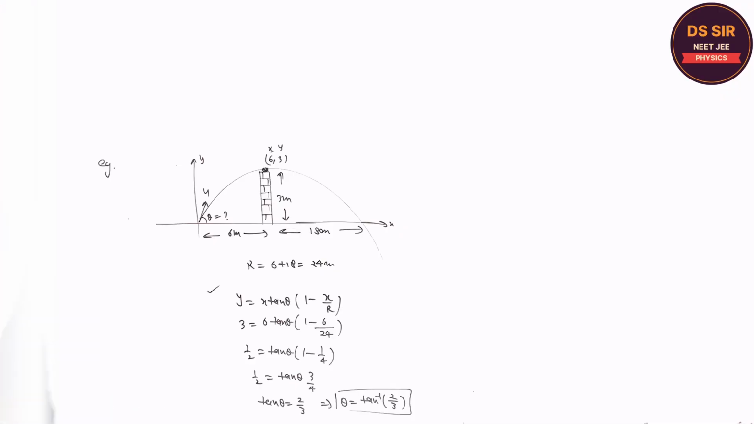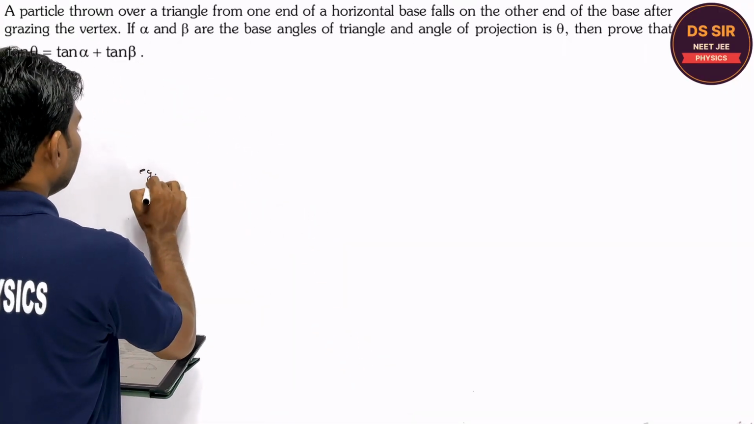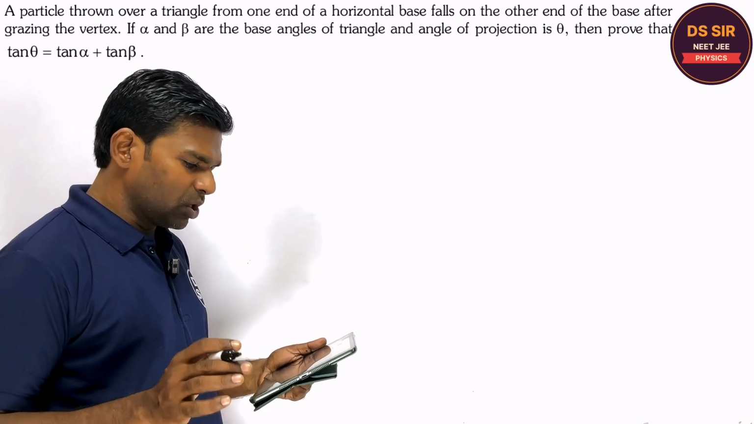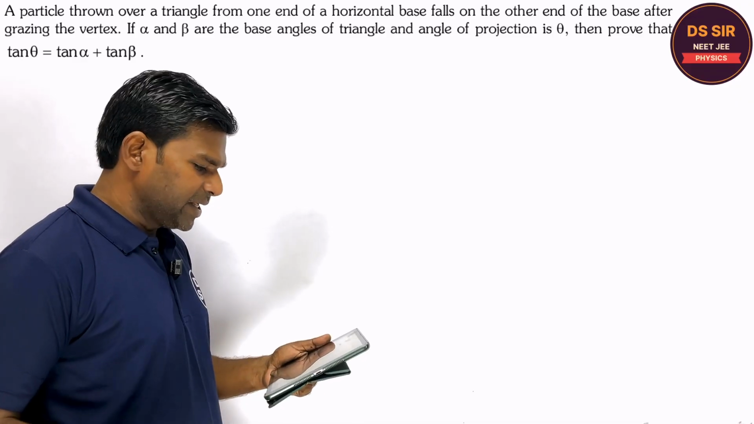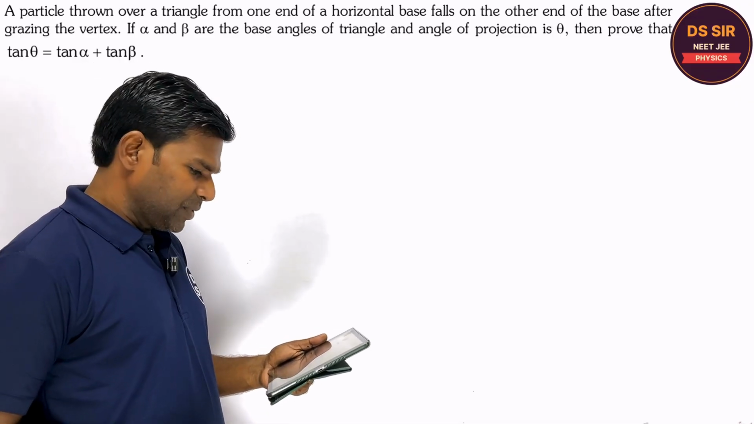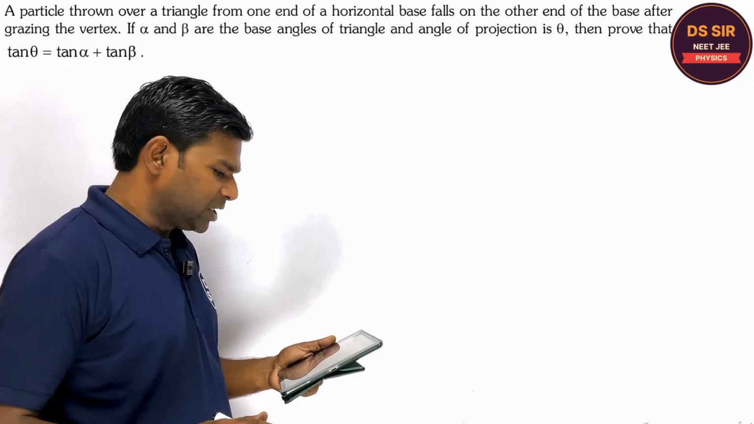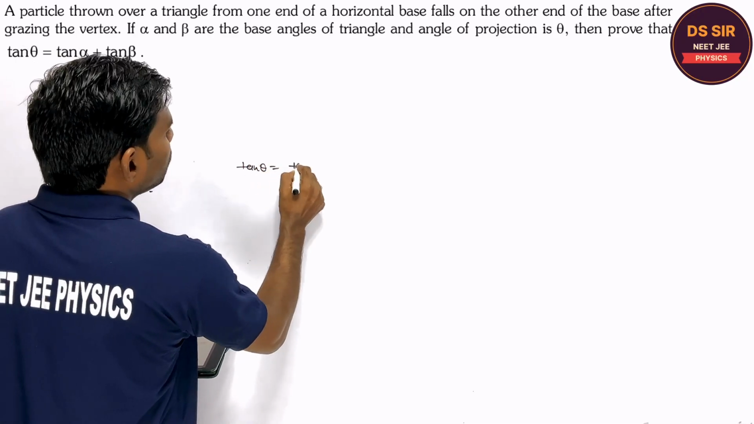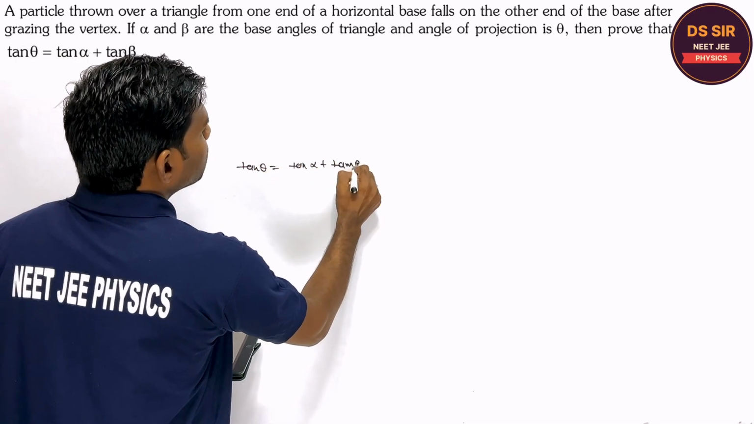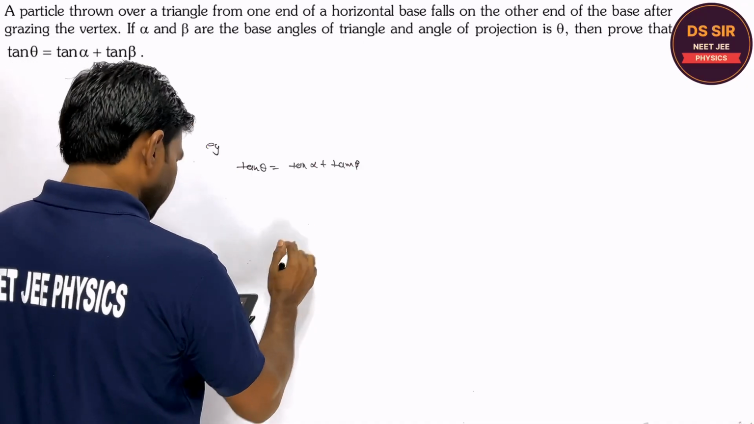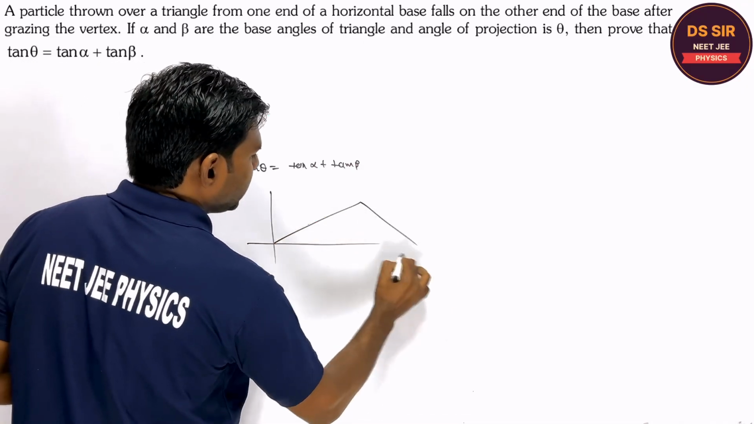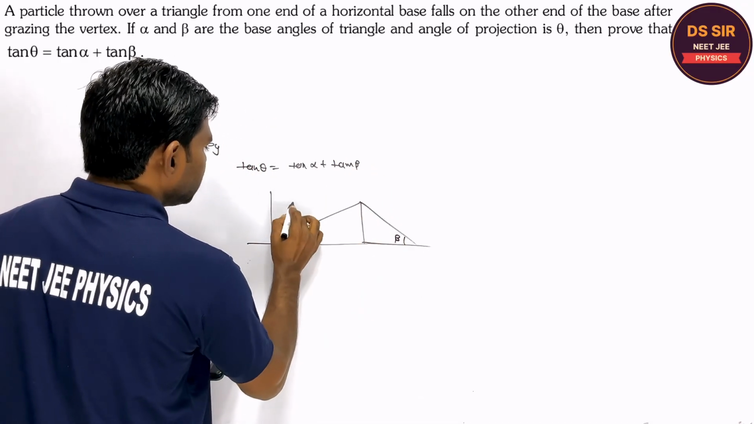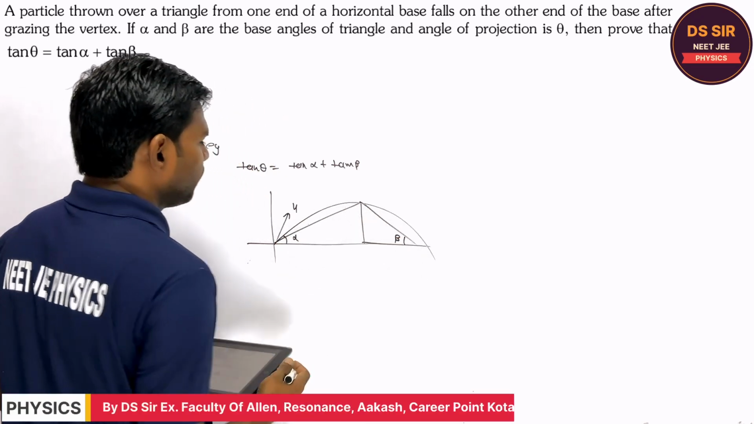All right, copy this. So this is the next example we are going to discuss. A particle is thrown over a triangle from one end of the horizontal base and falls on the other end of the base after grazing the vertex. Alpha and beta are the angles of the triangle as shown in the figure, and the angle of projection is theta. Then you have to prove that tan theta is equal to tan alpha plus tan beta. What is the question? I am repeating it again. There is a triangle like this, and this is the base angle, this is alpha, and this is beta. This is the speed u, and it falls like this.